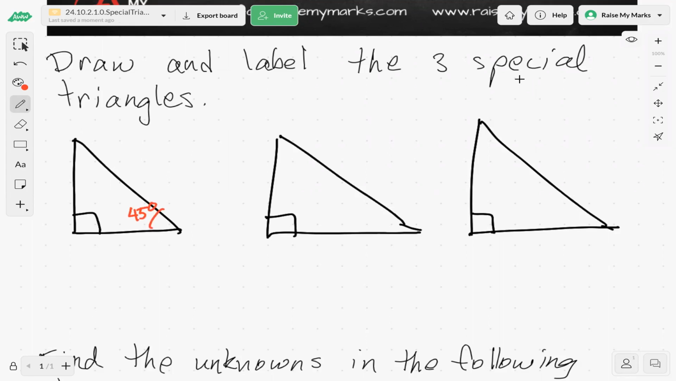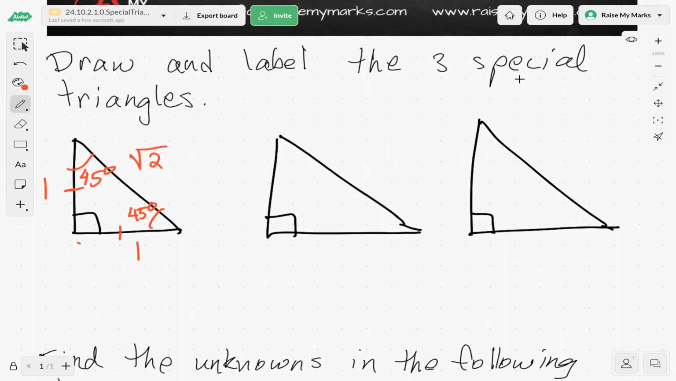So we know that in a triangle, the sum of the angles equals 180, so that third angle also has to be 45 degrees. So we have an isosceles triangle. So these two sides that make up the right angle are equal. They have length 1, and by the theorem of Pythagoras, the hypotenuse equals root 2. So that's one special triangle.